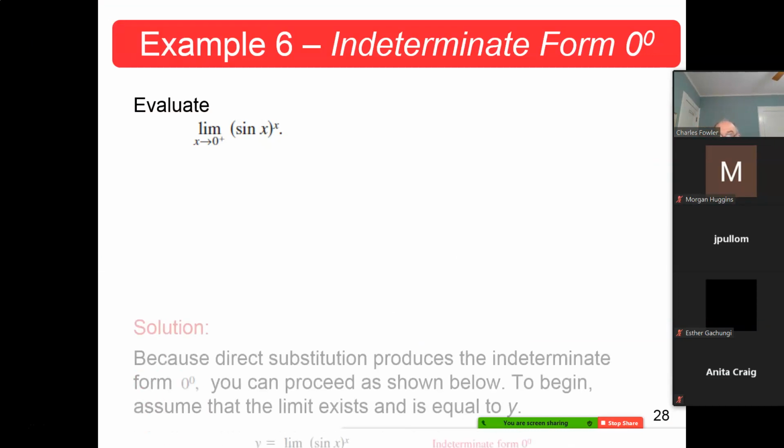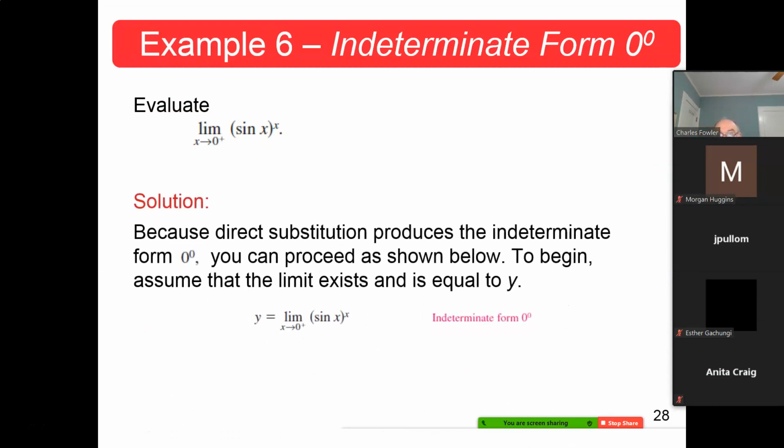I think it's going to be pretty similar. Because direct substitution produces an indeterminate form, 0 raised to the 0th power, have no clue what that is. So begin by assuming that the limit does exist. It may not, but assume that. And if it does, set it equal to some value. They chose y, so we use y. It still doesn't help you know what it is, but just remember, that's what we're looking for, y, not any other form. We're looking for y.